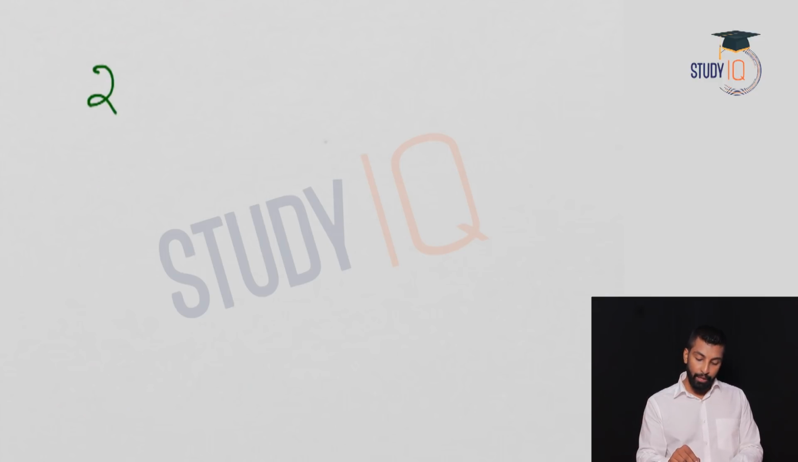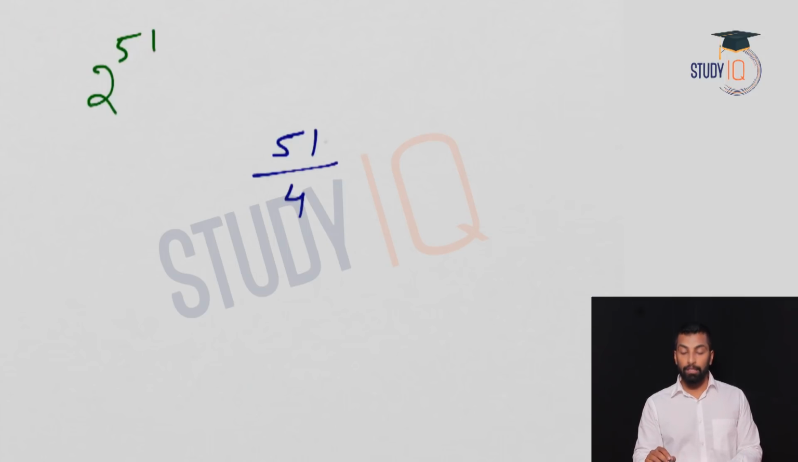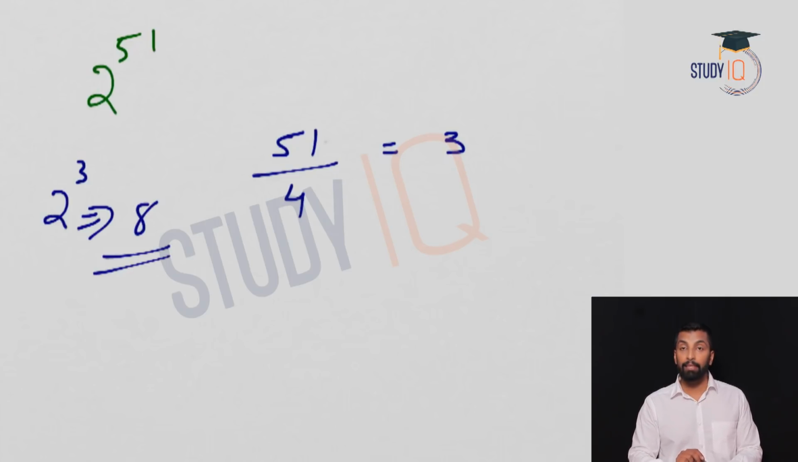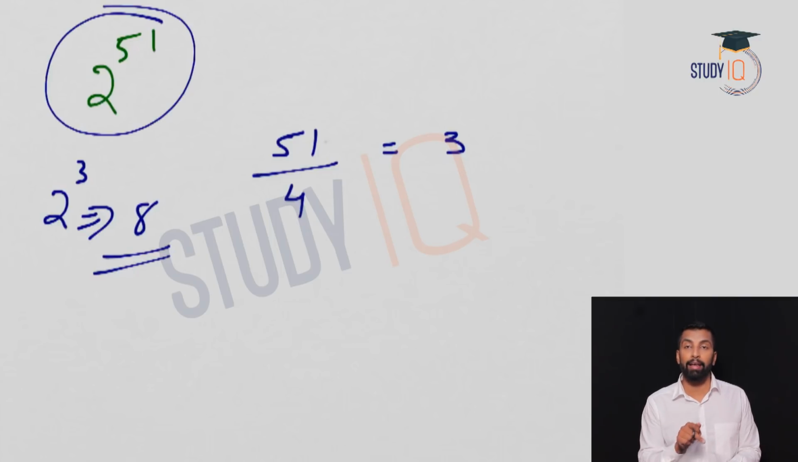So what if the question is 2 raised to 51? The last digit is what you need to find out. Take the power, 51. You need to change the power, right? How will you change the power? See the remainder when divided by 4. Why dividing by 4? Because the frequency is 4. What is the remainder? 3 is the remainder. You write it as 2 raised to 3. What is 2 raised to 3? 8. So the last digit of 2 raised to 51 is 8. And this is actually a CAT question.